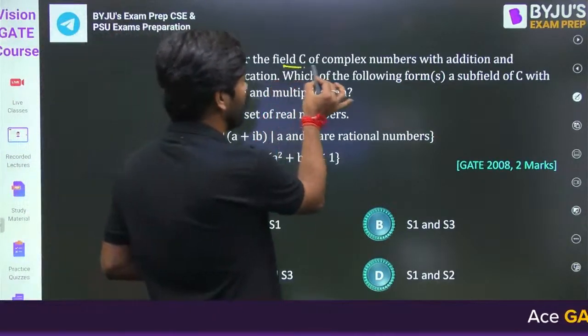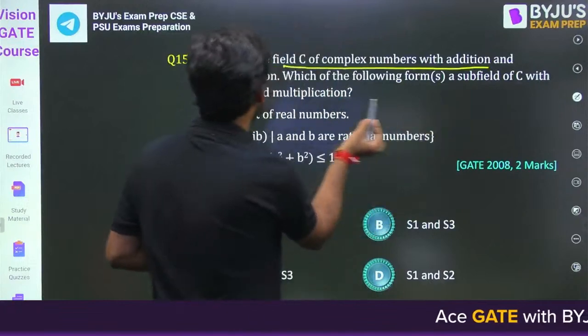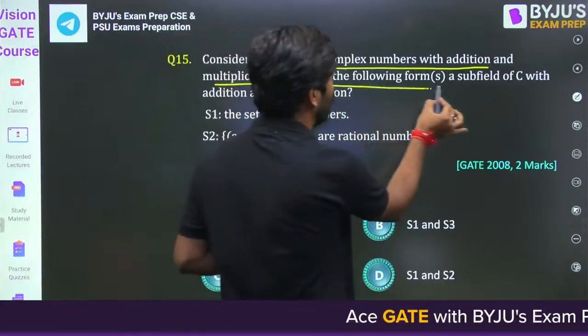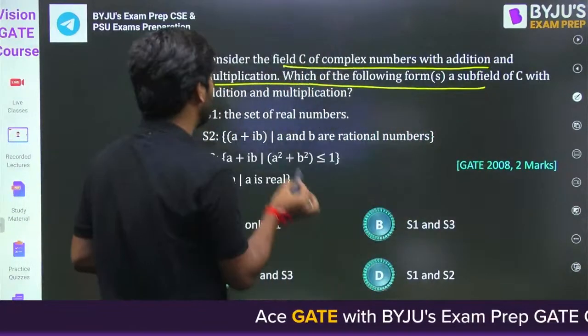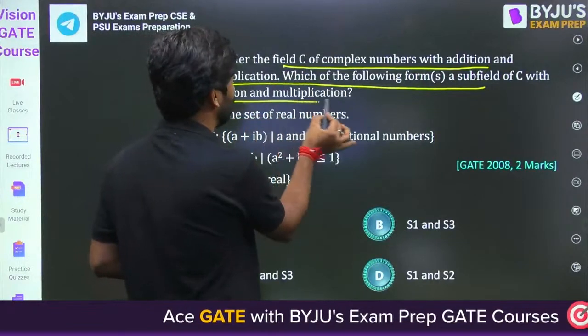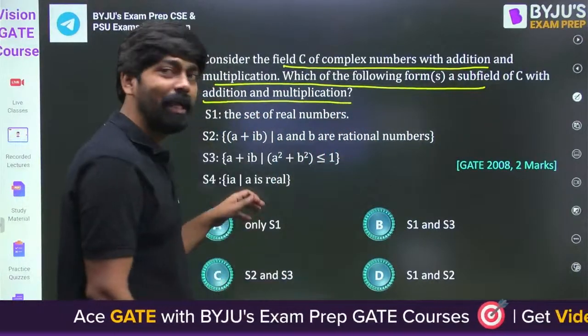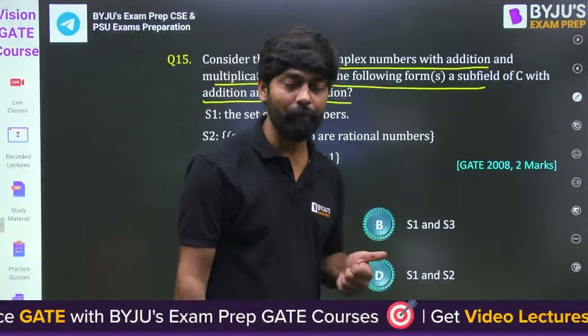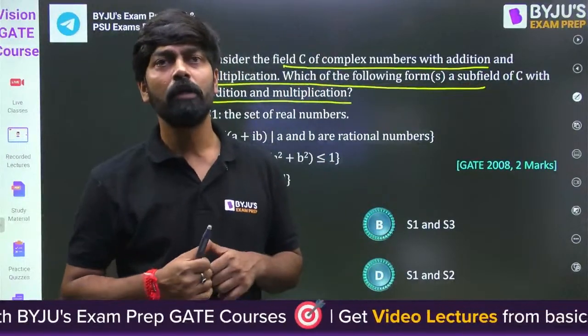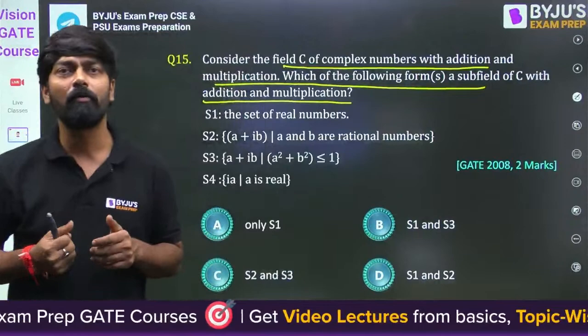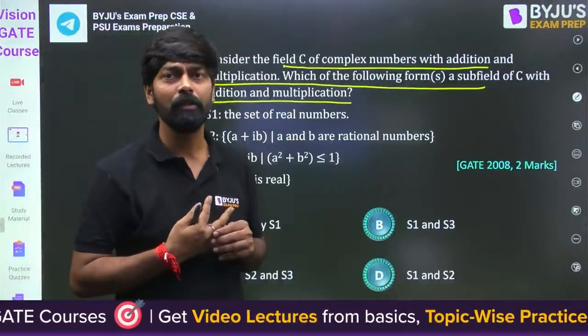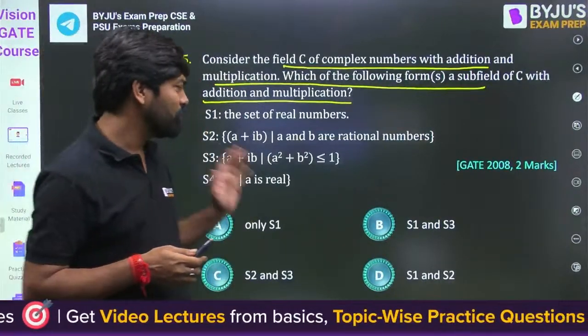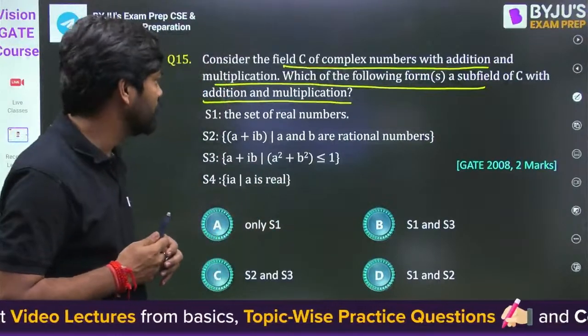Consider the field C of complex numbers with addition and multiplication. Which of the following forms S is a subfield of C with addition and multiplication? See, in 2008 they asked one question based on field and subfield. Nowadays they are not asking about field, subfield and ring questions, but this question came in 2008, so that's why I'm explaining.